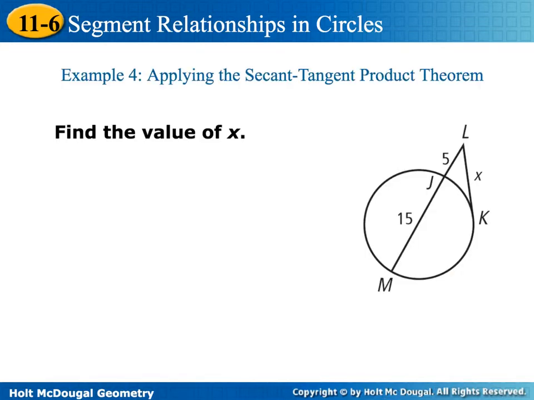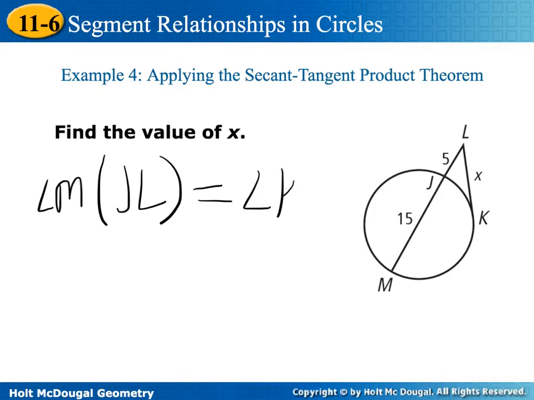Let's find the value of x. So I see that I have a secant and a tangent, so I'm going to use the secant tangent product theorem. I know that the entire length is 20. So LM is the secant. I'm going to multiply it by the external secant, and I've set it equal to the tangent, which is LK squared.